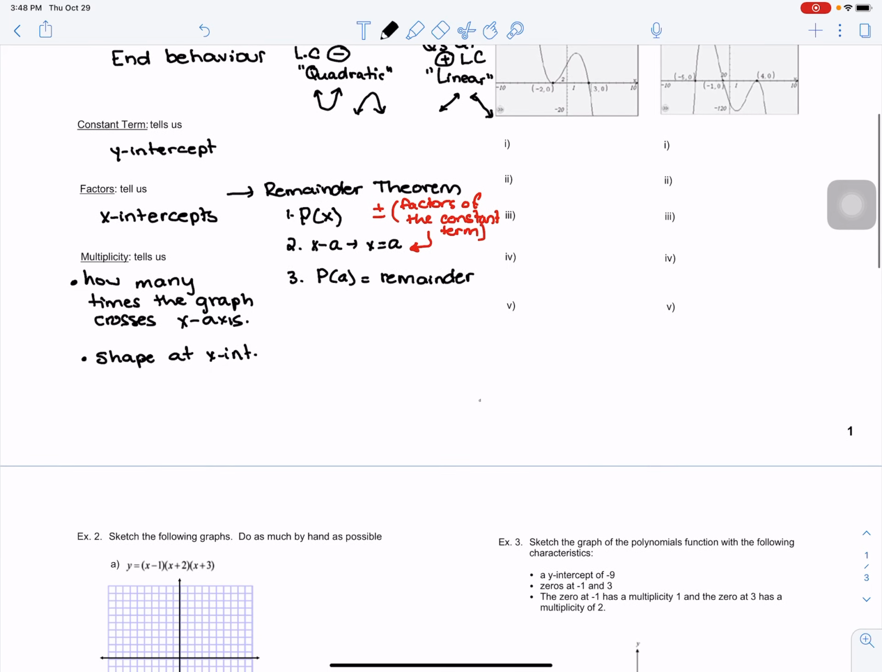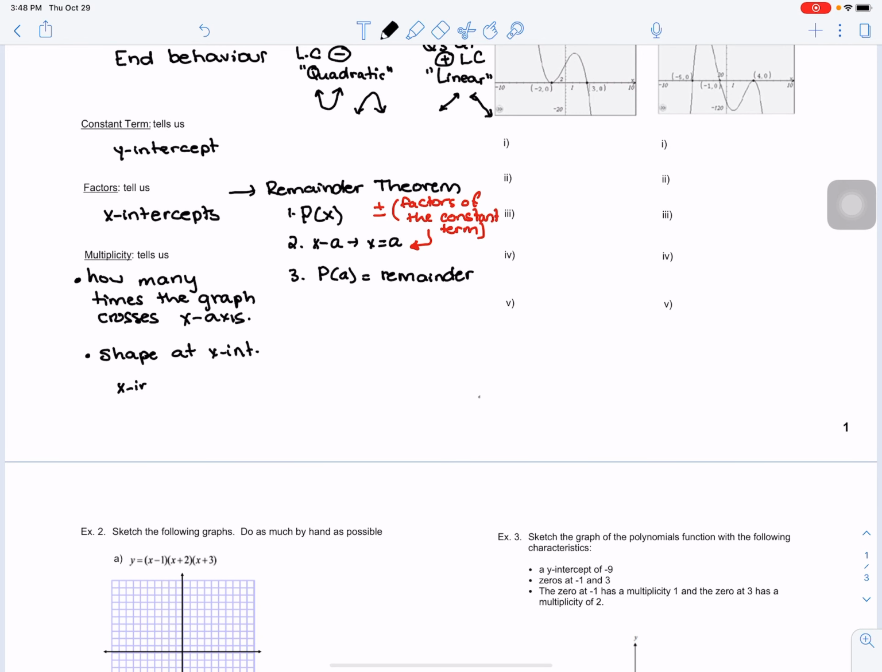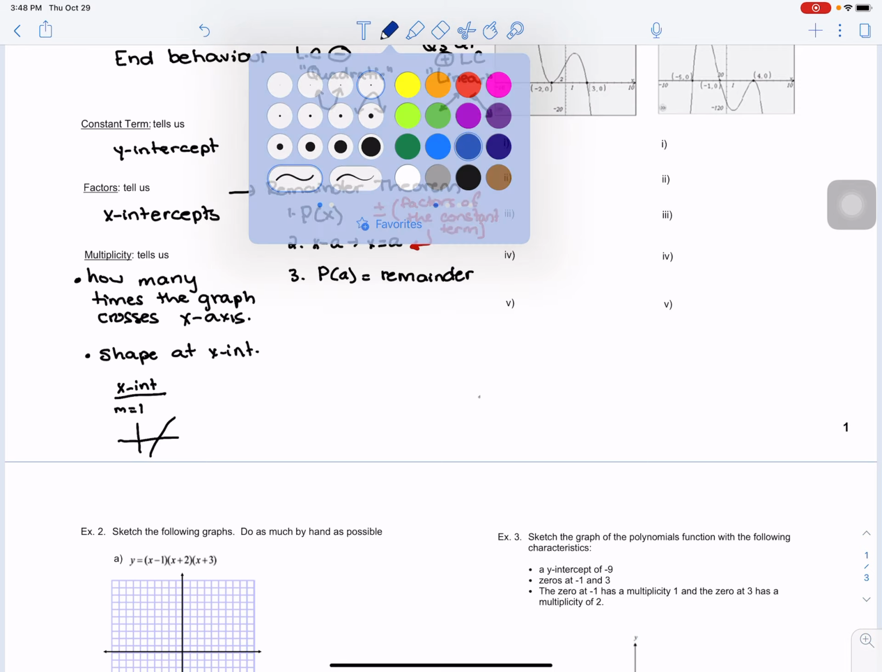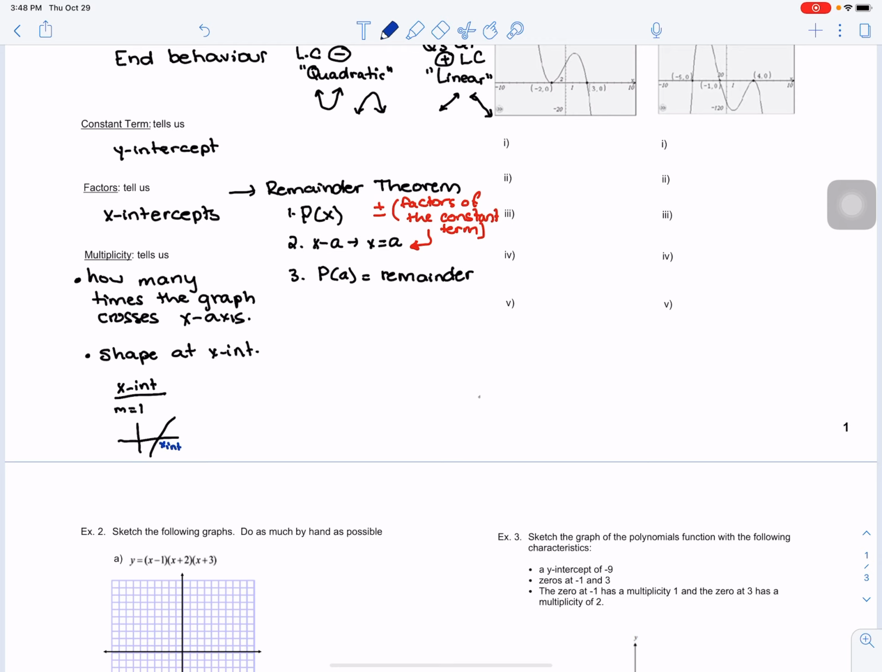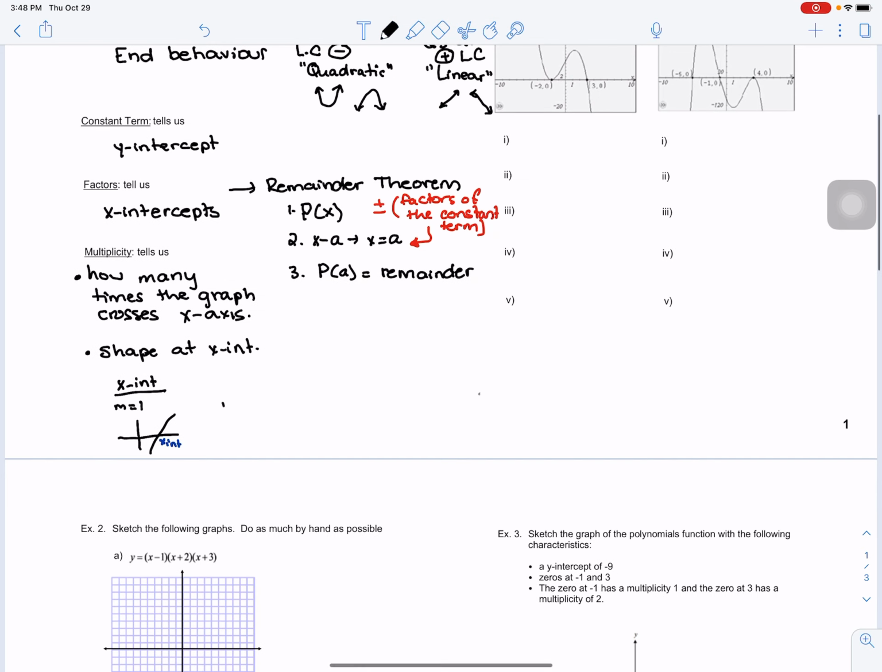So for example, if I have an x-intercept that has a multiplicity of 1, that means that my graph would just go through the x-axis at that x-intercept. If my graph has a multiplicity of 2, which means I have perhaps an x minus 2 times an x minus 2 in a bracket and potentially other stuff, it means my graph is going to touch the axes and then bounce off at that x-intercept. Okay, and I'll show you what we mean by this in a little more detail as we get to the examples.